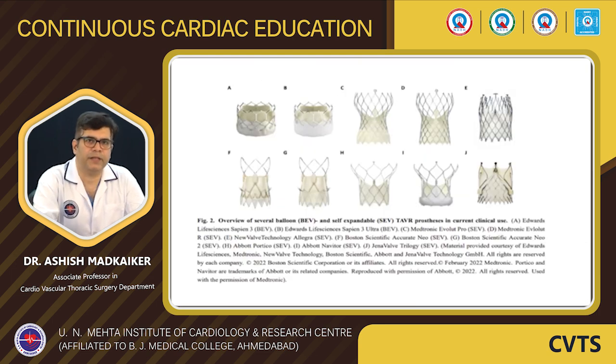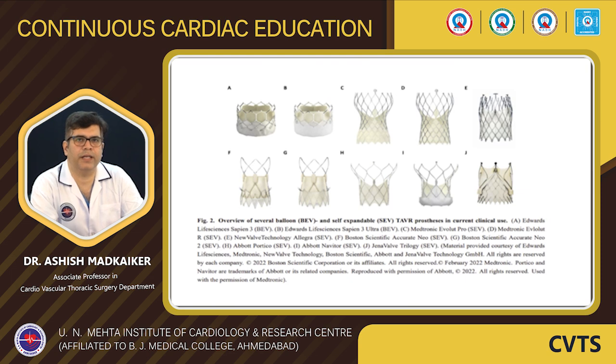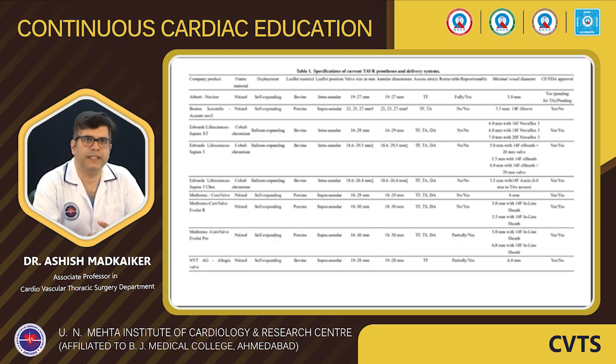Now these are the types of valves which are available, and many more are in the process of coming. If we just see the characteristics, I know it's a busy slide, but we are not going to go into detail of this, but there are different companies which are manufacturing these valves. To name a few: Edwards, Medtronic, Boston Scientific, Abbott, and the stents are made of different metals like nitinol or cobalt chromium. A few of them are self-expanding, a few are balloon expanding; bovine, porcine, intra-annular, supra-annular, ranging from 18 to 30 millimeters, fitting almost all sizes of aortic annulus.